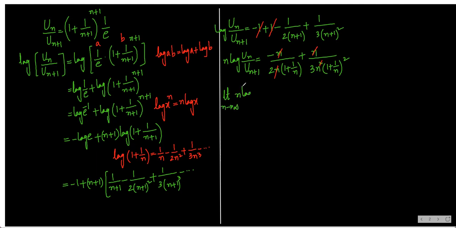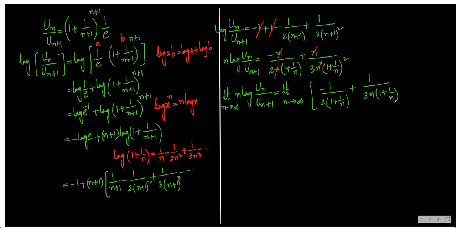Very important question, and this is the biggest question in this sequence and series. Un by un plus 1 is equal to limit n tends to infinity. Here we are left with minus 1 by 2 times 2 into 1 plus 1 by n, plus 3 by 1 plus 1 by n whole square.